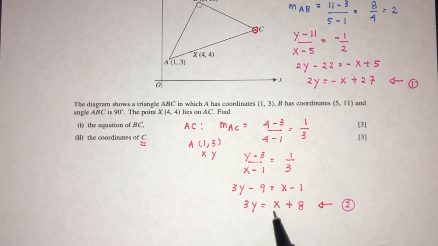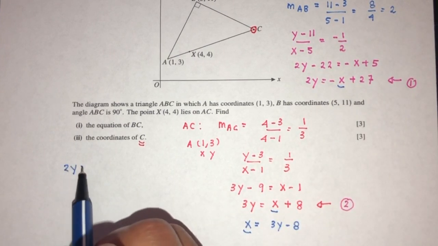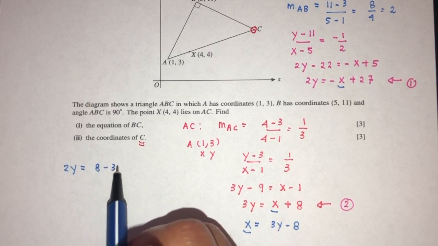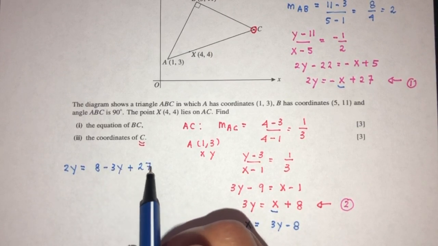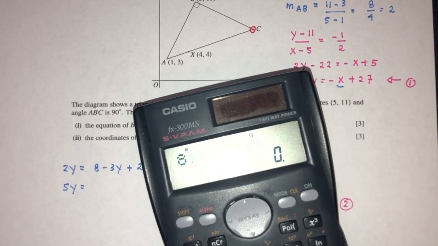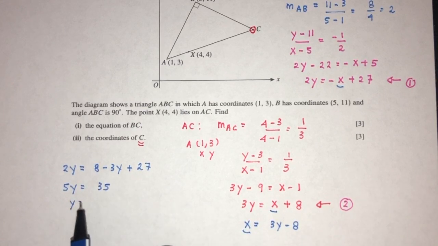So let's make x the subject here. So x is equal to 3y minus 8. Replace x in here. You will have 2y is equal to minus x, that should be 8 minus 3y plus 27. Send this over here. You will have 5y, and that will be 8 plus 27. That should be 35. So y should be the value of 7.